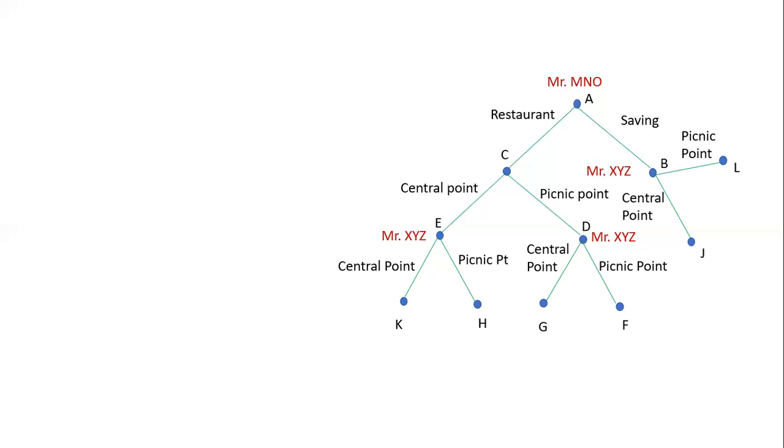Then Mr. XYZ, at each stage of the game, has two moves: either to open a restaurant at Central Point or to open a restaurant at Picnic Point. The points marked as A, B, C, D, E, K, H, G, F, J, L are called nodes. Each node belongs to one and only one player in the game.